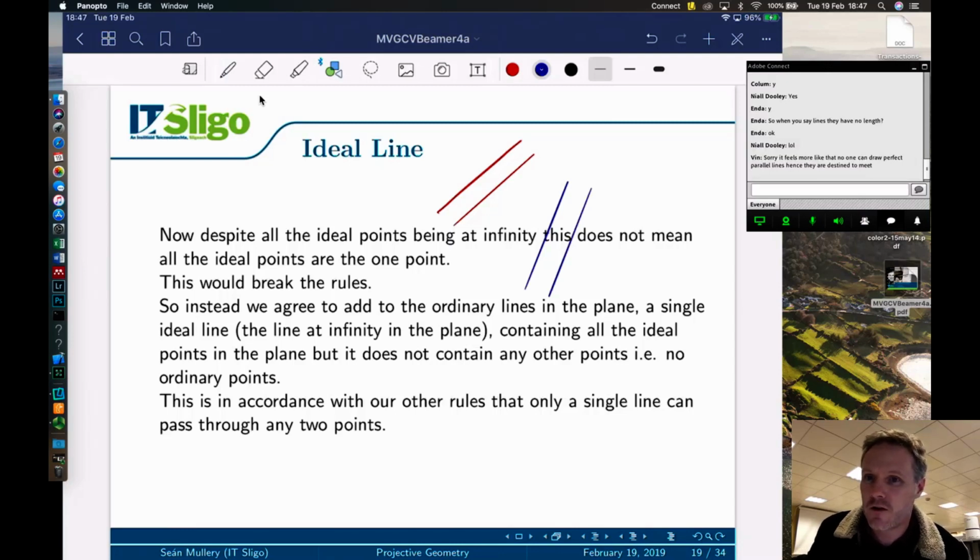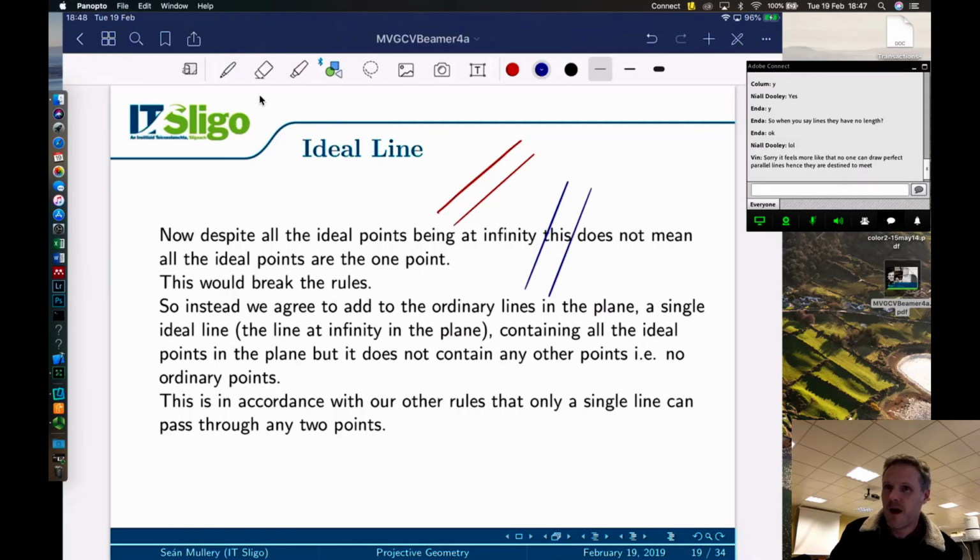So Vin is asking here, sorry if it feels more like that no one can draw perfect parallel lines, hence they are destined to meet. Yeah, okay, so we can't draw perfect parallel lines. That's probably true, but mathematically they can exist. So remember that the lines I've drawn there, I can't draw perfect lines anyway because I can't draw them at zero thickness and all of that.